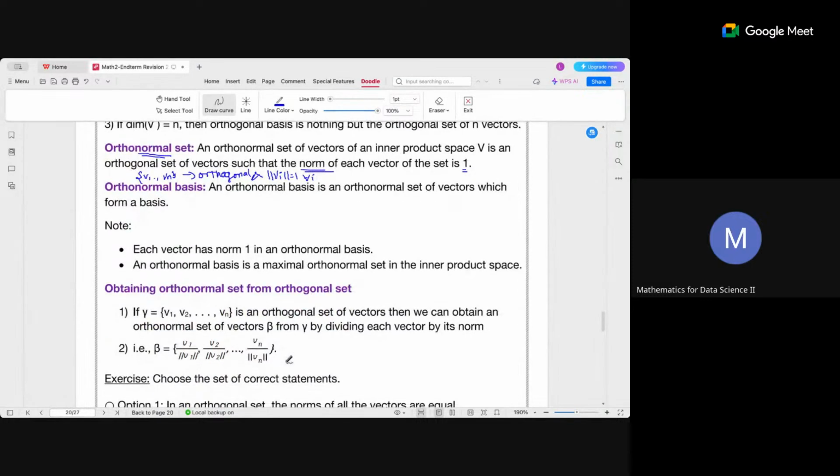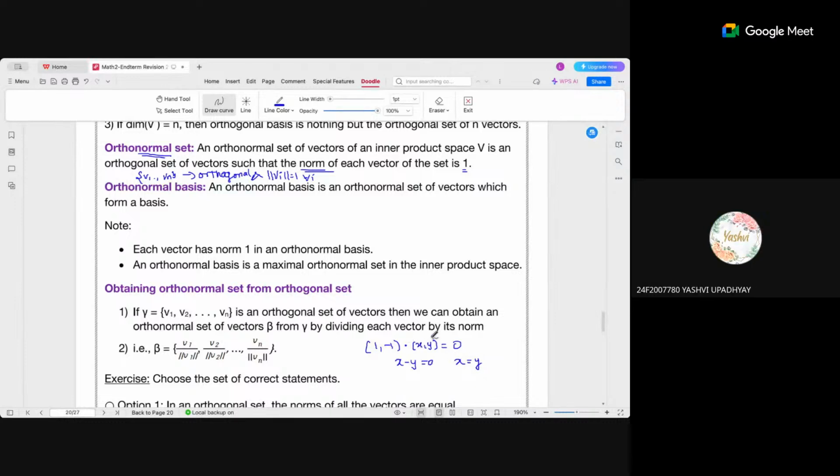So if you are given an orthogonal set, how will you convert it to an orthonormal set? Suppose you have (1, -1). What is a vector which is orthogonal to (1, -1)? Can you tell? I'm asking for an orthogonal vector to (1, -1). How do you find it in general? x dot y equals x minus y, so it should be 0. You should have x minus y equal to 0. It means x is equal to y.